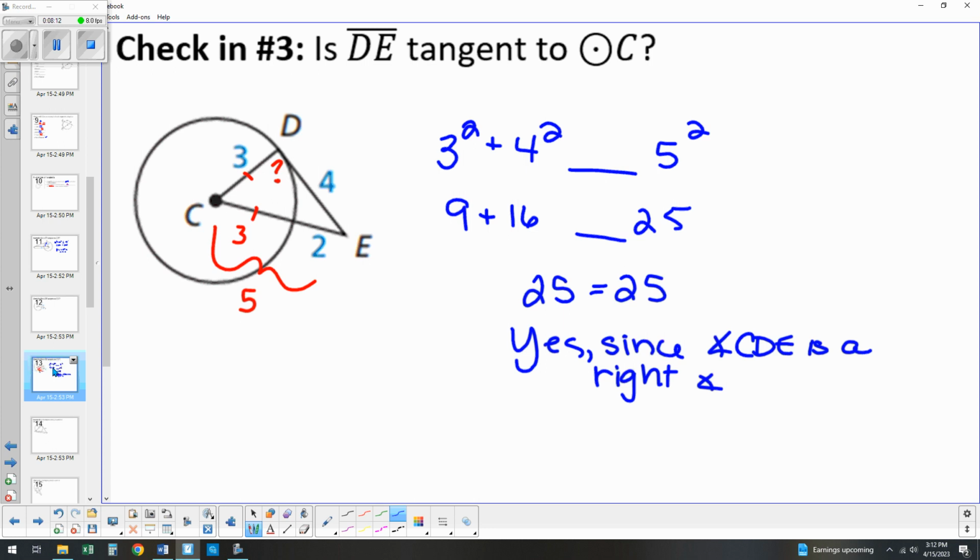All right, this one was tricky because they didn't tell us this part. They only told us the part outside was 2. But since this is a radius and this is a radius, the radius has to be the same because it's equidistant. So those are both 3, making the new hypotenuse 5. And then, yes, we do in fact see that it is a right angle because it's a right triangle. So yes, it is tangent.